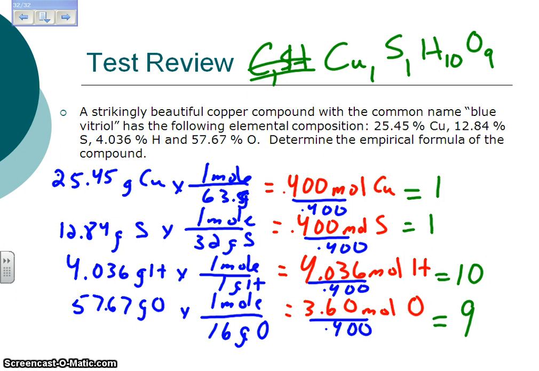Once we have our empirical formula, we could take this question one step further to find the molecular formula. We'd first need to find the empirical formula mass and then the known molecular mass and divide the two to find the scale factor. We'll try one of those in class tomorrow.